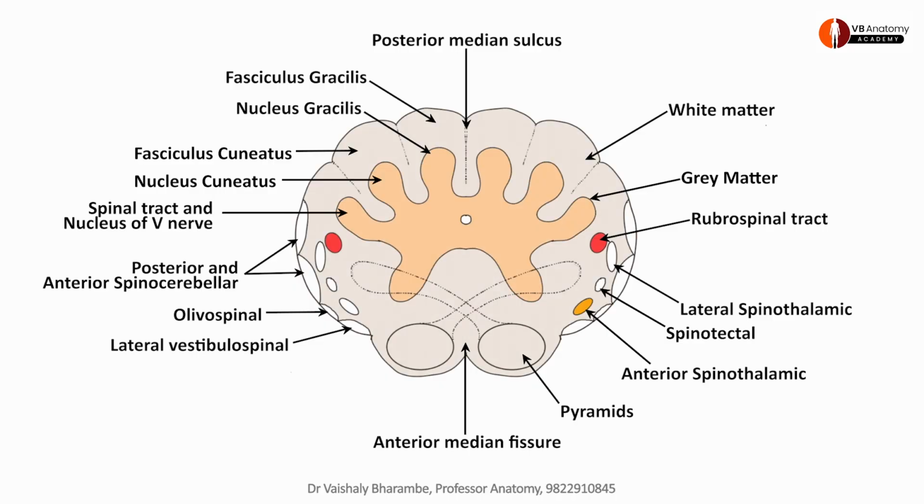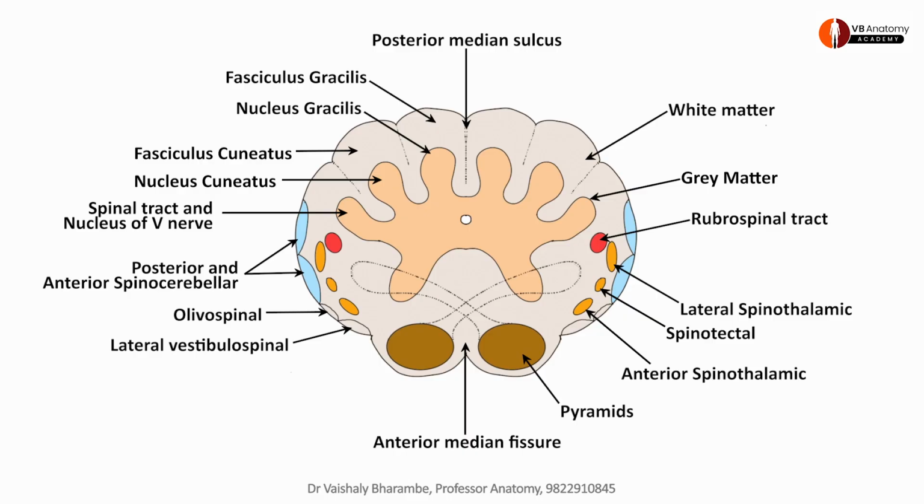So give a very light shade to the white matter, a darker shade to the grey matter, color your spinothalamic, color your rubrospinal tract. I usually try to keep the same colors for all my sections because in my mind it becomes easier to understand later. Now let's color the tracts, anterior and posterior spinocerebellar, the other two, that is lateral vestibulospinal and olivospinal.